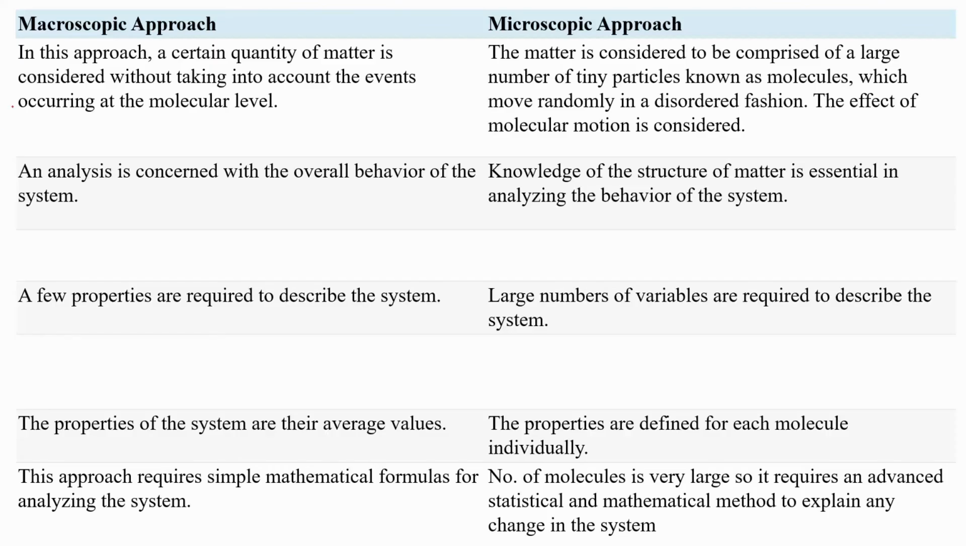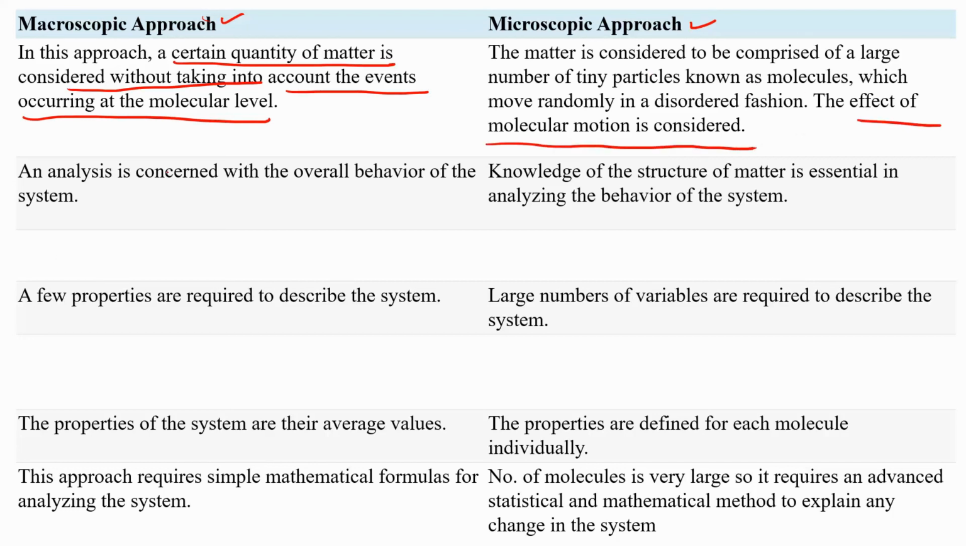Now we will see a clear distinction between the macroscopic and microscopic approach. In the macroscopic approach, a certain quantity of matter is considered without taking into account the events occurring at the molecular level. But in the microscopic approach, the effect of molecular motion is also considered. The macroscopic analysis is mainly concerned with the overall behavior of the system. In the microscopic approach, we are mainly concerned with the individual behavior of the system. Here the overall behavior is important, and there we will see the changes at the individual level.